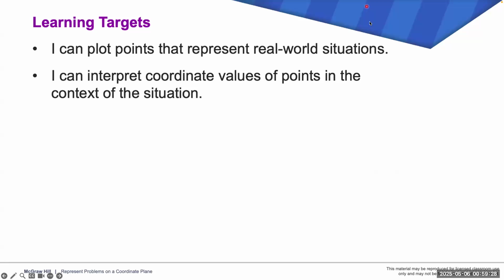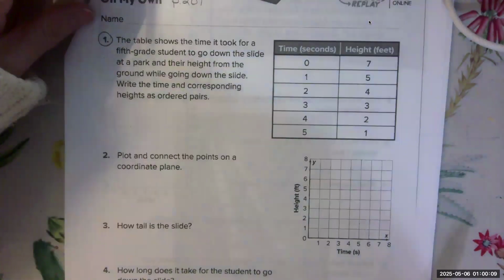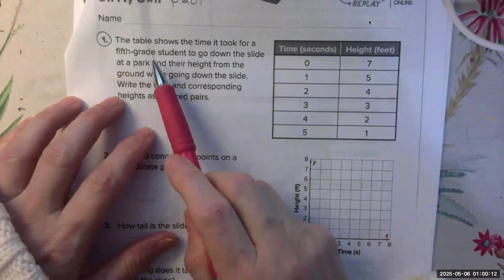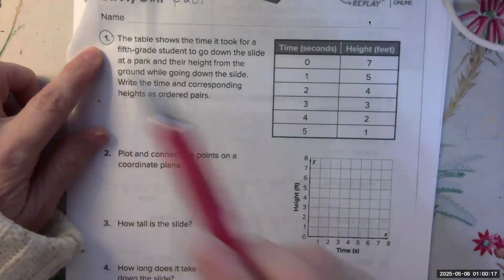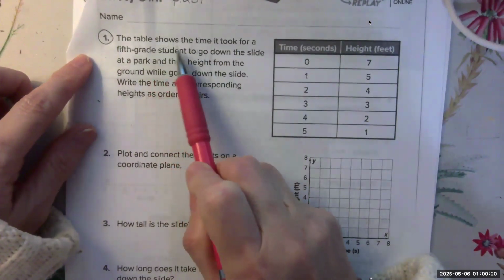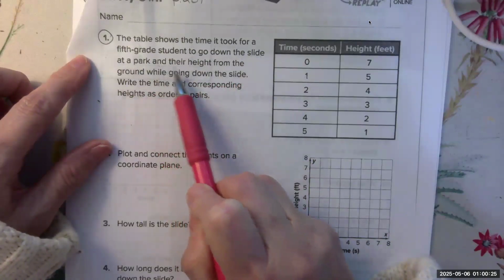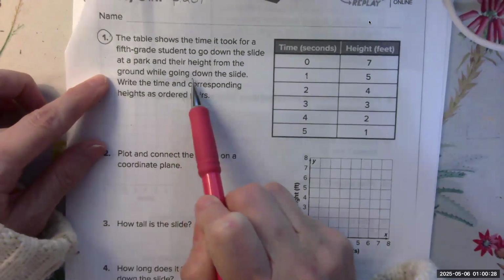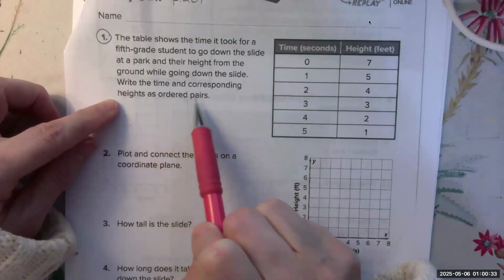So next, we're going to work on My Own in your textbook. On My Own, page 207, we're going to work on number 1. The table shows the time it took for a 5th grade student to go down the slide at a park and the height from the ground while going down the slide. Write the time and corresponding height as ordered pairs.